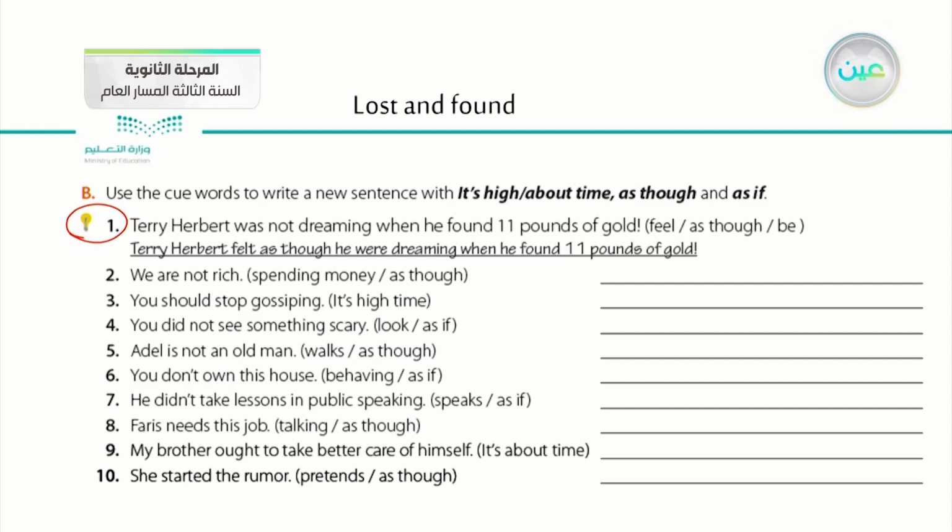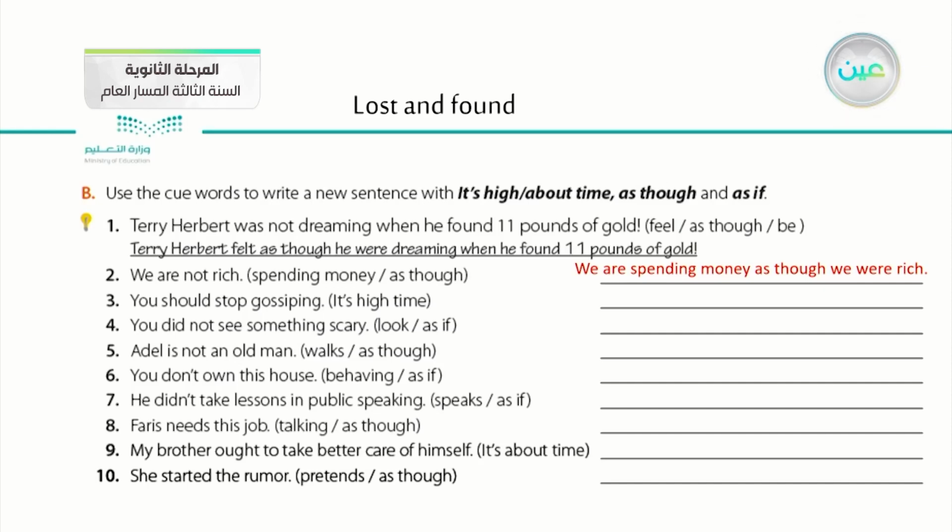When we remake the sentence by using these three words, it becomes Terry Herbert felt as though he were dreaming when he found 11 pounds of gold. You can take some time, pause the video, do the exercise on your own, then come back and check the answers with us. Number two, we're not rich, spending money as though. So the answer is, we are spending money as though we were rich. Are they rich? No, they are not. But they spend money as though they were rich.